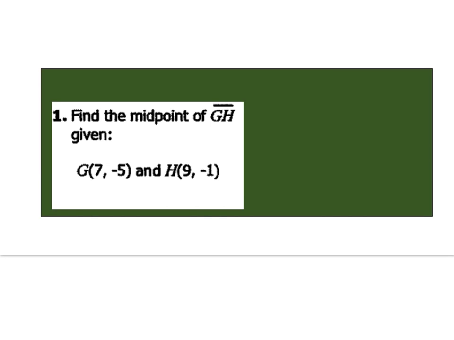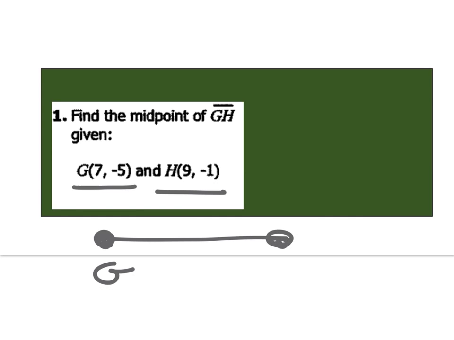Here's our first problem. Find the midpoint of segment GH. We're given G and we're given H. And understand that if they want us to find the midpoint, then what are they giving us? They're giving us the endpoints. You want to get a picture of this? Here's G. Here's H. And the midpoint would be somewhere around here. Go ahead and set that up, simplify it, and let's see if you get the correct answer.